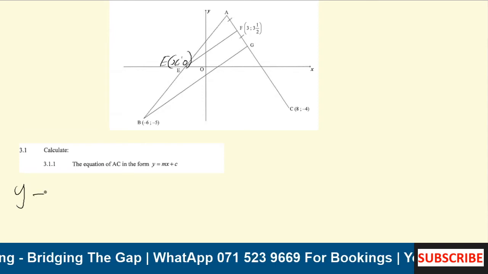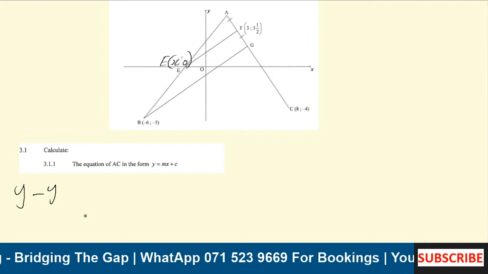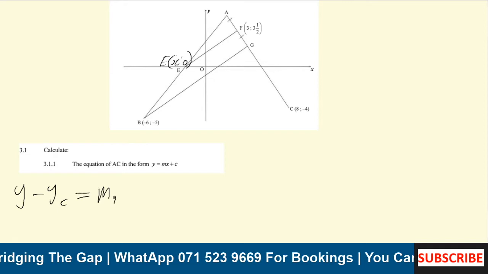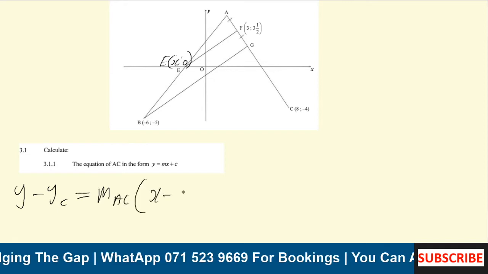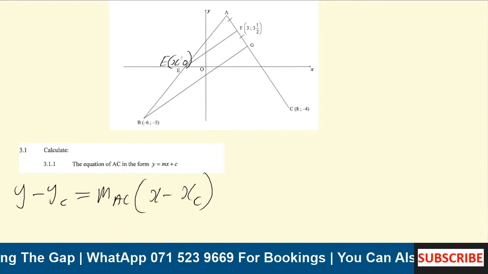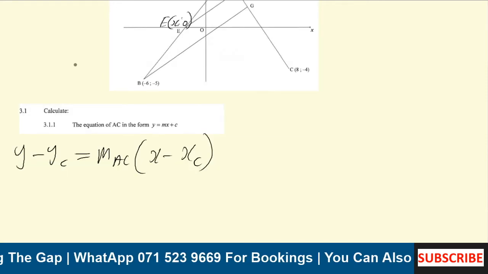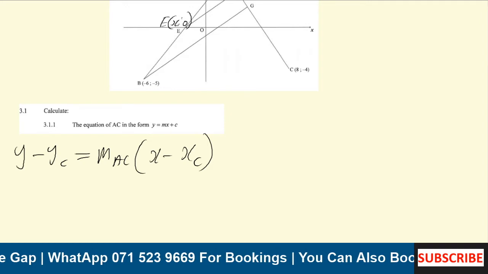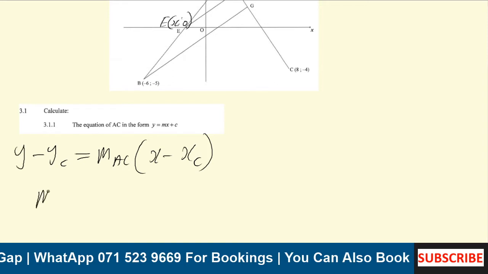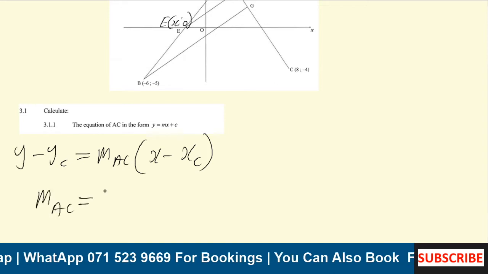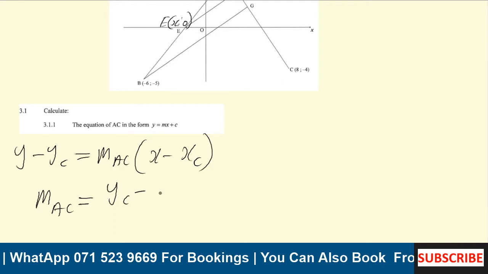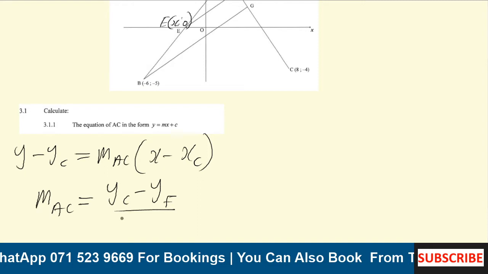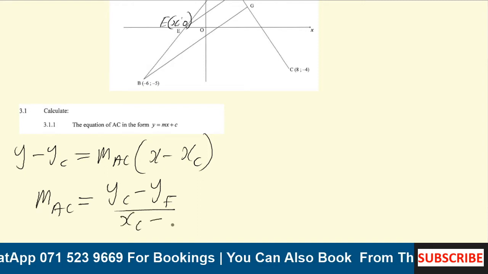y minus y1, which I'm going to call y at C because we're given the coordinates at C, equals m_AC times (x minus x at C). Obviously, as you can see, we need to determine the slope. So what is the slope? The slope m_AC is given by y at C minus y at F, over x at C minus x at F.